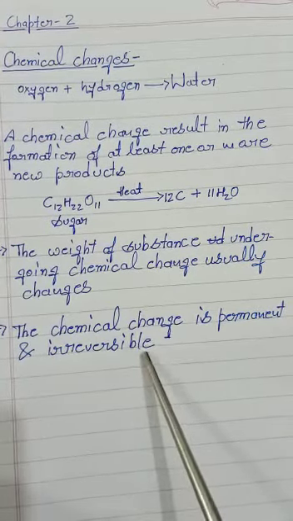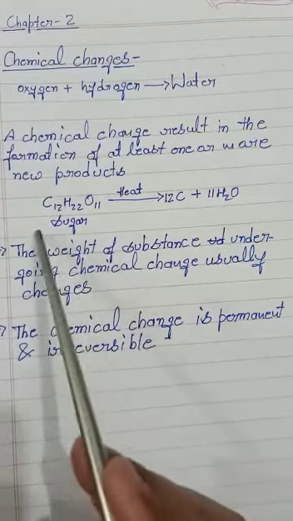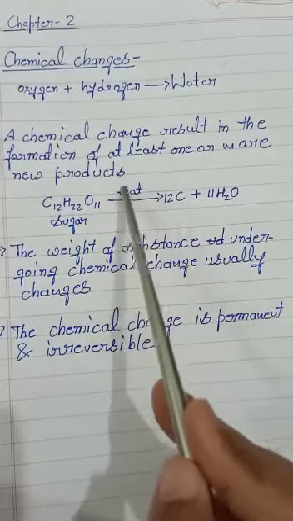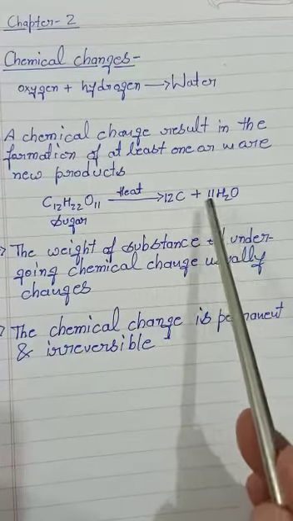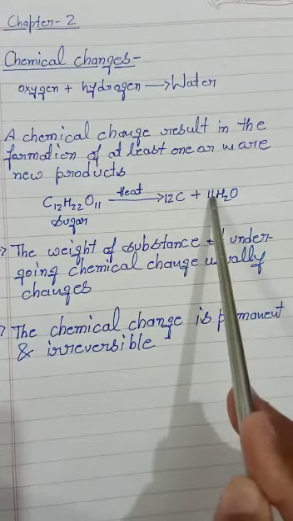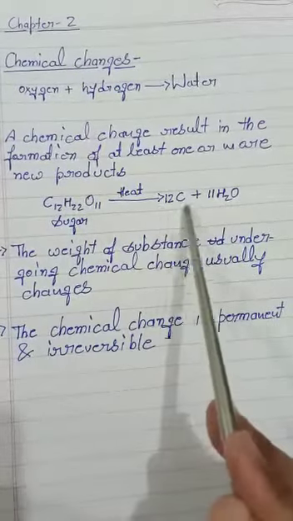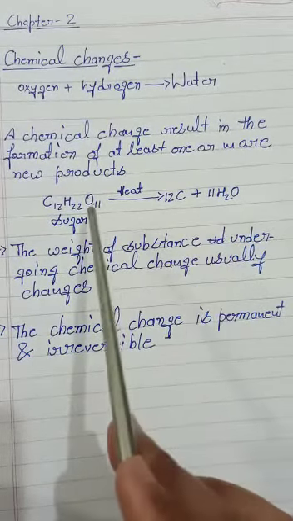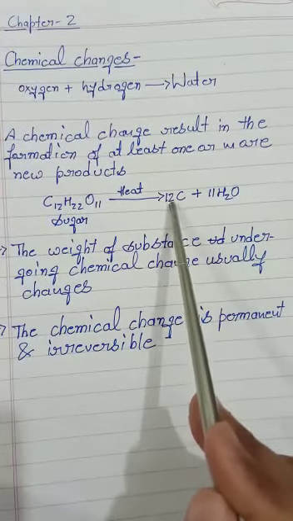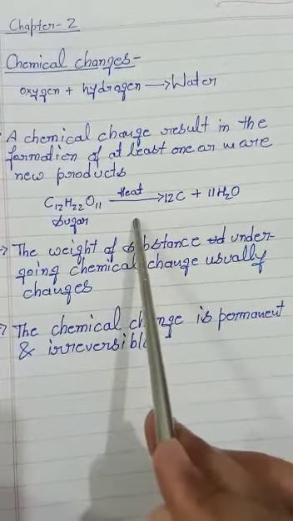It means the change will not reverse by altering the experimental conditions. For example, we are heating the sugar and getting black residue and steam. If we combine this black residue along with steam, we cannot get back the sugar by cooling these products. So the sugar which has decomposed on heating to form carbon and steam will not change back to sugar on cooling.